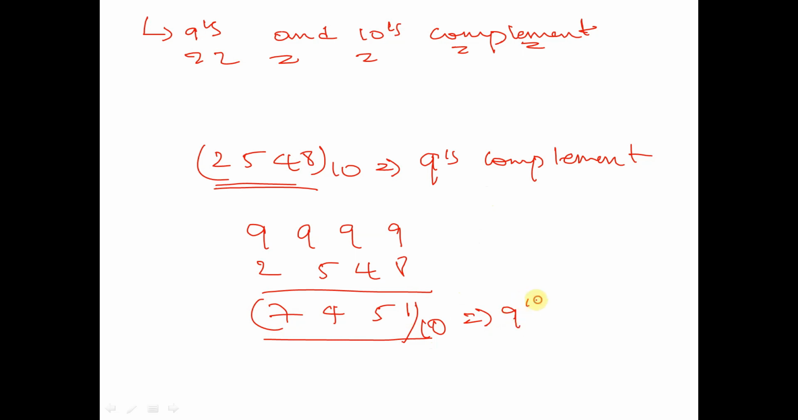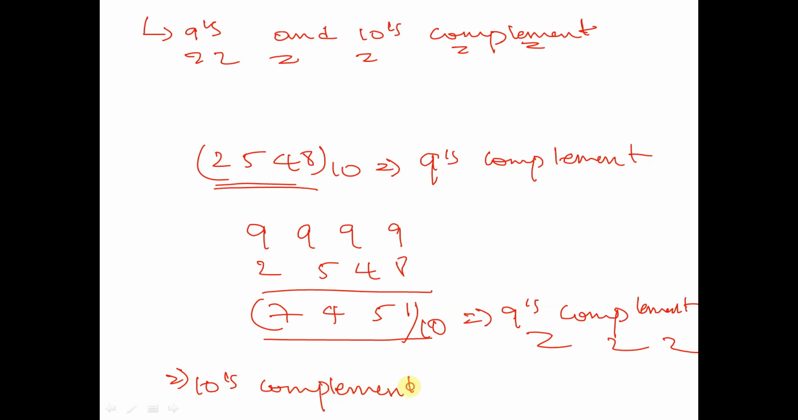So this is the nines complement, and this is how we calculate the nines complement of a given decimal number. And if we want to find the tens complement, then simply add 1 to the nines complement. That is nines complement plus 1, which will be equal to 7452 to the base 10. So this is how we calculate the nines complement and tens complement of a decimal number. So is this clear, right?